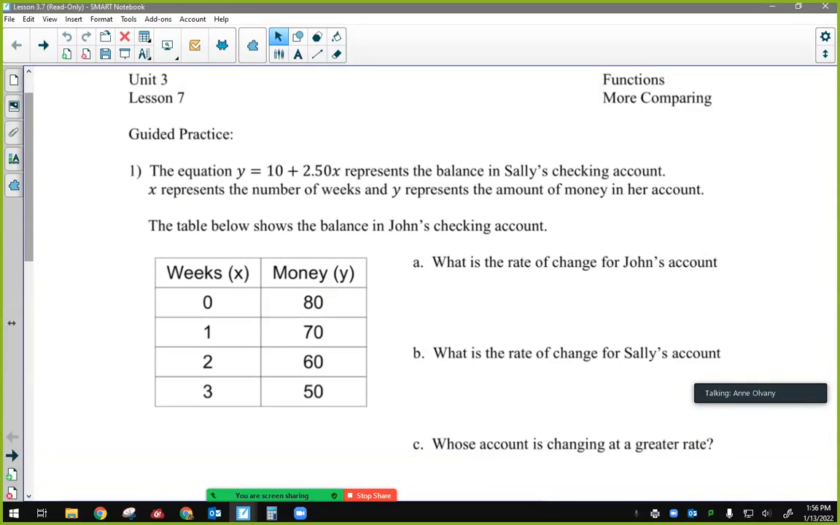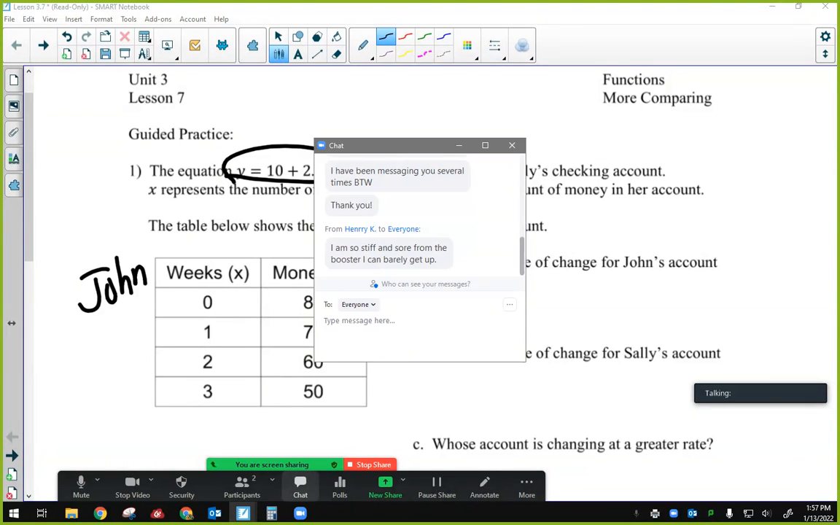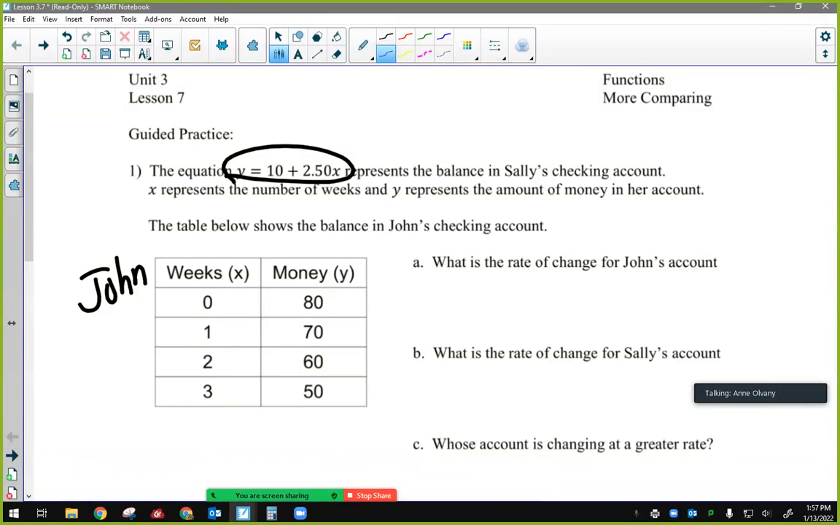So we have an equation that represents the balance in Sally's checking account. X represents the number of weeks, and Y represents the amount of money. Now that's labeled right here. Okay? All right. The table below shows the balance in John's checking account. So this is Sally, but this is John. I'm going to be broke pretty soon.